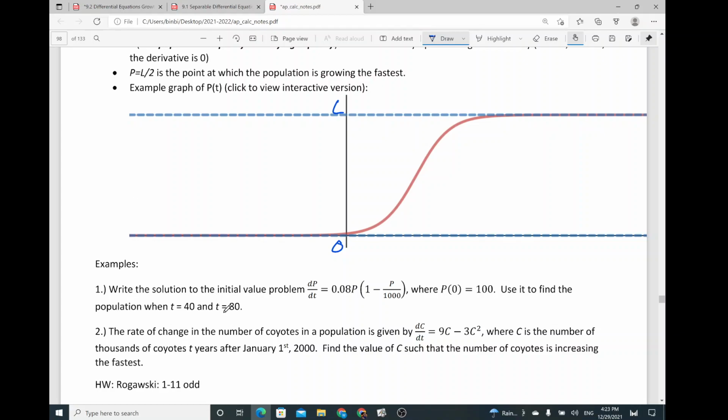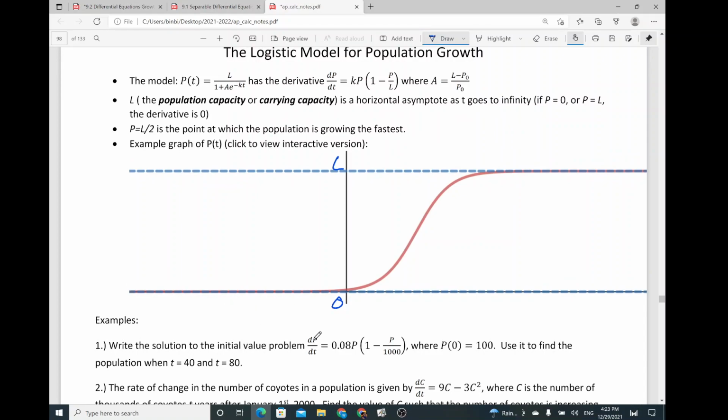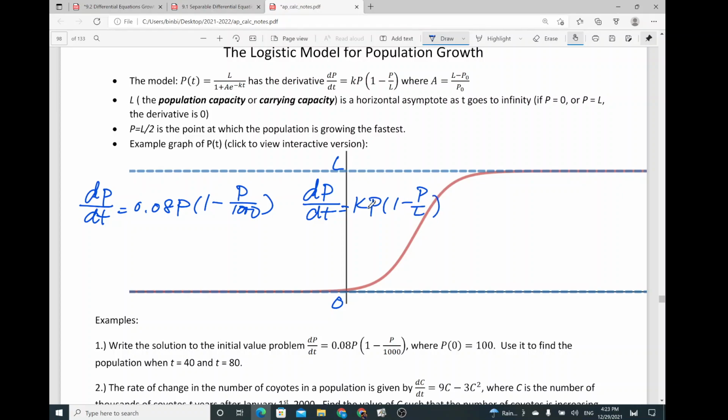One thing you want to do here is compare and contrast. We know the given rate of change, dP over dt, is 0.08 times P times 1 minus P over 1000. You just want to compare that to the general model, k times P times 1 minus P over L. So L is 1000, the maximum capacity, and k is 0.08, the proportional constant. One thing we notice is that P equals 0 or P equals L if the derivative is 0.